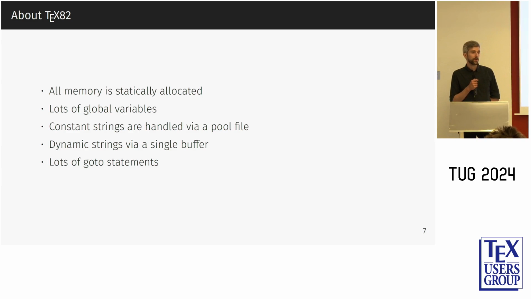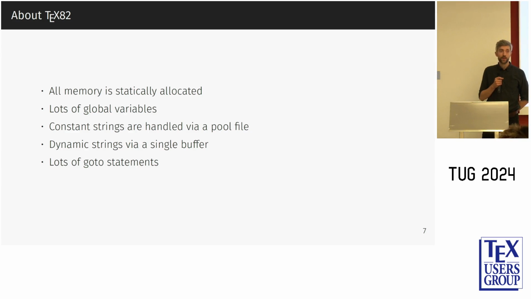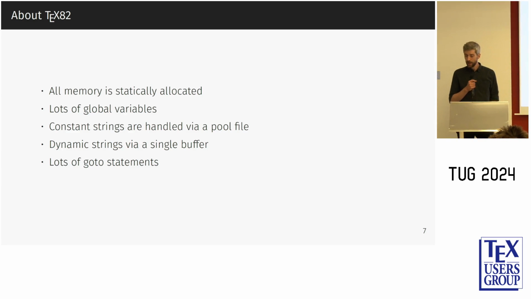Constant strings in the code are handled via a pool file. Each constant string is represented as an index into the pool file, so that if you have repeated strings, you can save some memory. And dynamic strings are stored in a single buffer. And there are lots of go-to statements, which is a bit of an issue for languages that don't provide go-to statements.